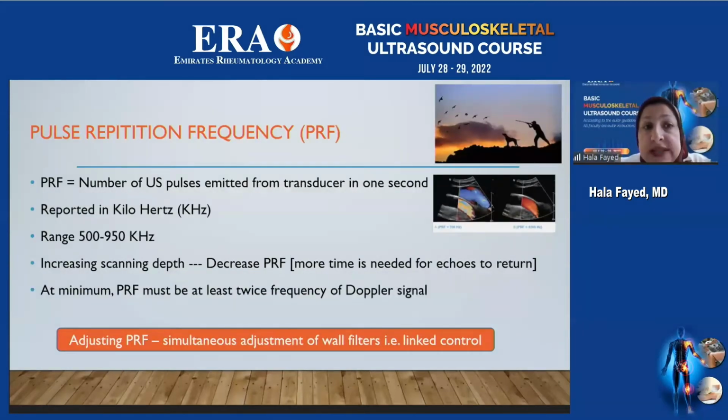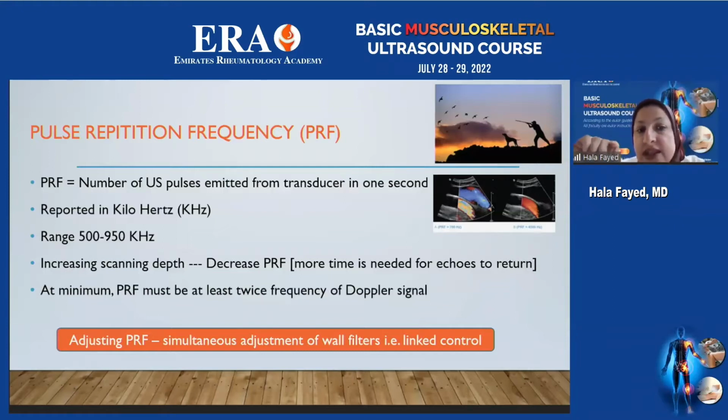What about pulse repetition frequency? We can speak about it like if you're shooting birds and using a gun: you shoot multiple shots, and ultimately you will pick one or two birds. So the pulse repetition frequency is the number of ultrasound pulses emitted from the transducer, as the gun, in one second, and it is reported in kilohertz. The range is usually between 500 and 950 kilohertz.